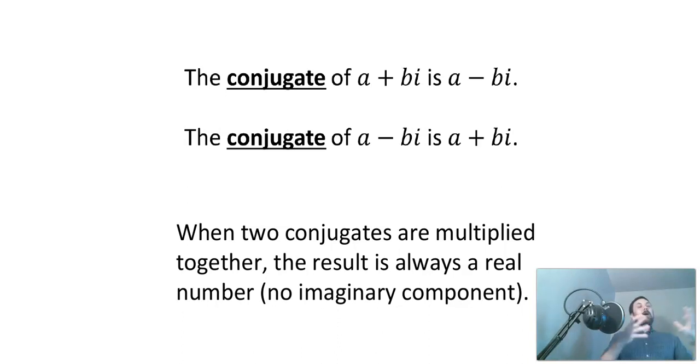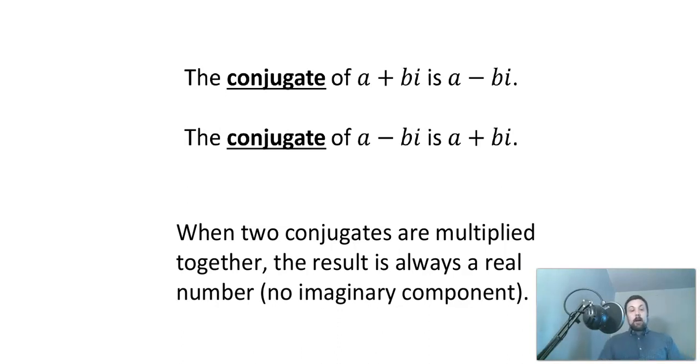The conjugate, I don't like this definition. I wish there were some words to go with that, but I've tried to describe it verbally, and it's just easier to show, like I am right now on the screen. So a plus bi and a minus bi are what we call conjugates. That's the structure of the two expressions that makes them conjugates. And the vice versa is true as well. A minus bi is considered the conjugate of a plus bi. They are conjugates of each other.